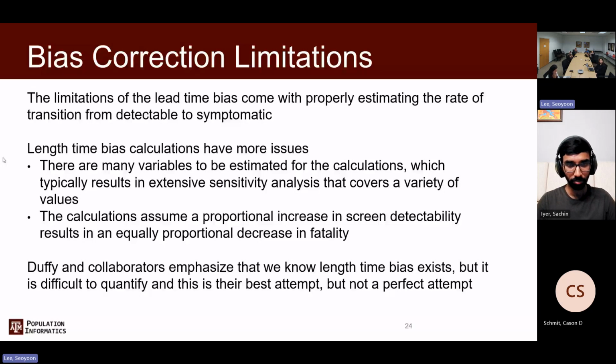And additionally, as Sachin mentioned earlier, the theta value is used in both the increase in screen detectability and the decrease in fatality. This is in order to simplify the calculations to a reasonable difficulty, but this is not actually true of these two characteristics. They're related to each other, but they're not necessarily perfectly proportional. But Duffy emphasizes that we know length time bias exists, so it's important to try and correct for it, and despite these limitations, his method is still pretty successful at trying to estimate it and remove it.